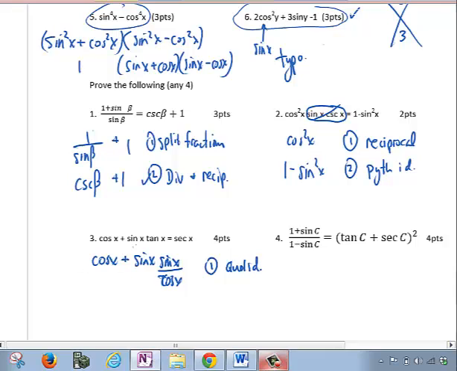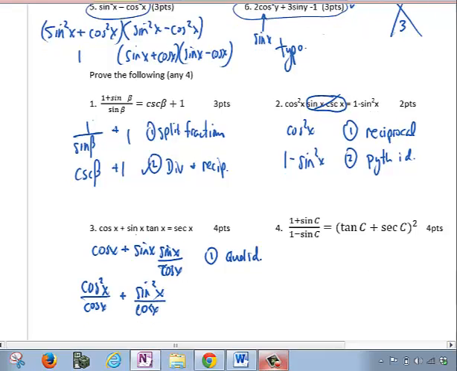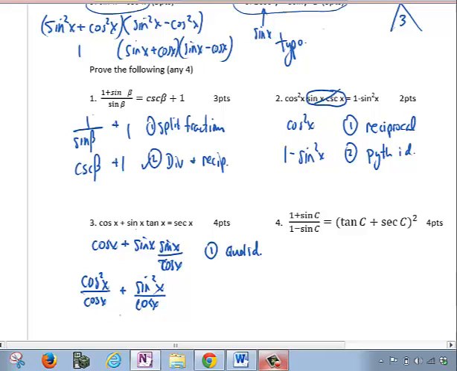The second one is going to be when I'm going to add these fractions because I have cosine squared of x over cosine of x plus sine squared of x over cosine of x. And what that results in is when you put the two of them together over one fraction, you have cosine of x in the bottom and we have 1 in the top, which is going to be secant of x. The second reason in this proof is adding fractions.